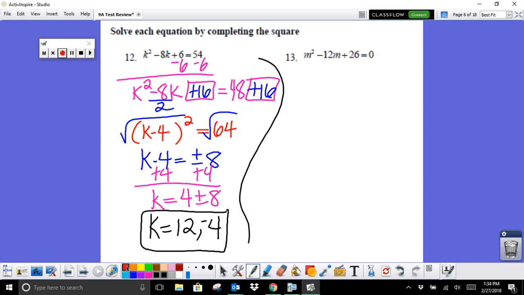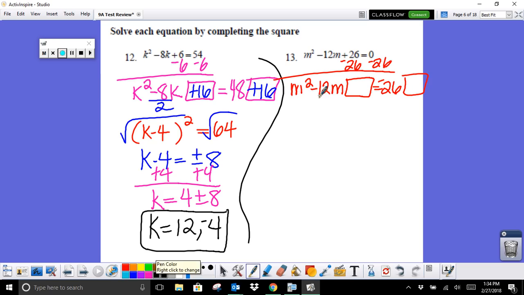Okay, number 13. The first thing I need to do is get my 26 to the other side. If we were factoring this, we could factor it right here because it's equal to 0, but that's not how we complete the square. So I'm going to have n squared minus 12n, a box, equals negative 26, and then another box.